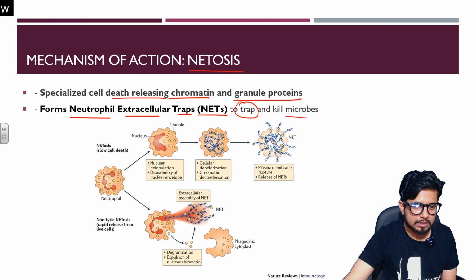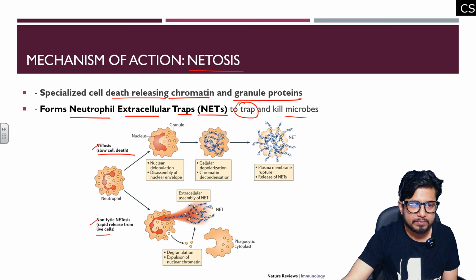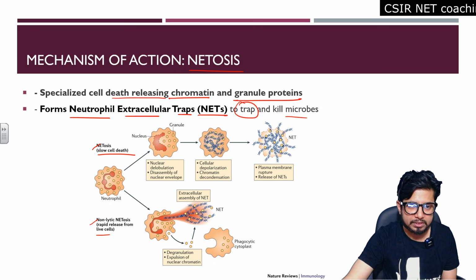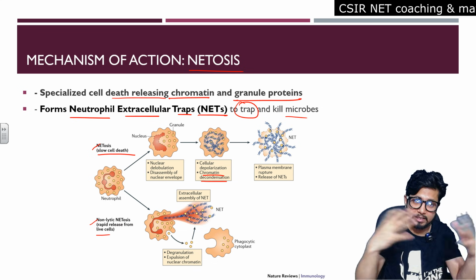There are two processes, lytic NETosis and non-lytic NETosis. NETosis is a slow cell death process, while non-lytic NETosis is a rapid release and rapid killing process. In slow death, this is the neutrophil, there are granules inside, and basically the nuclear delobulization is done. So the lobes of the nucleus are separated, cellular depolarization is done, and the chromatin decondensation is also done.